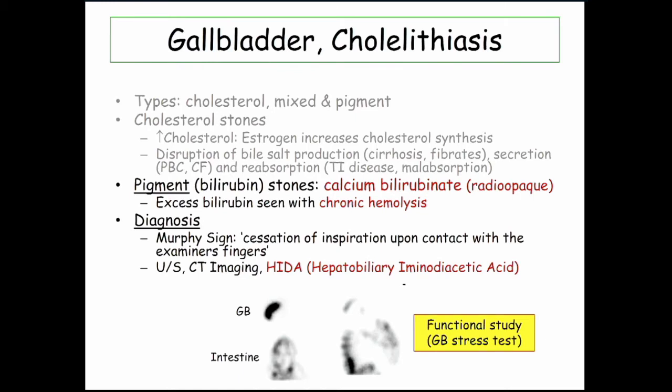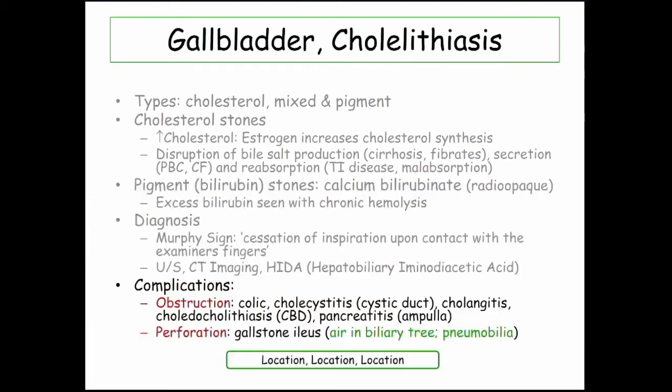Diagnosis, Murphy sign, people are familiar with that. Ultrasound, CT. Ultrasound, you can see stones, CT, see stones, but the reason I want to emphasize HIDA scan is because it's actually a functional study. It tells you how bile is actually flowing through the ducts. So it's a radioactive tracer that's taken up by the liver, concentrated in the gallbladder, over time, secreted into the intestine. So it's like a stress test for the gallbladder. And then when it comes to gallstones, everything is about location, location, location. Those are the questions they're going to ask you about.